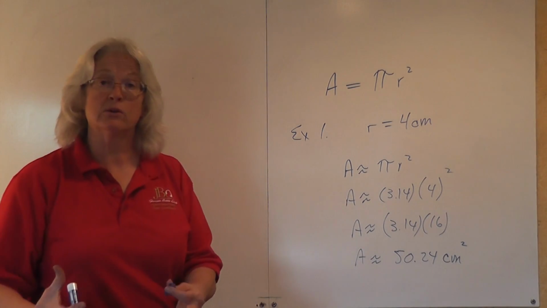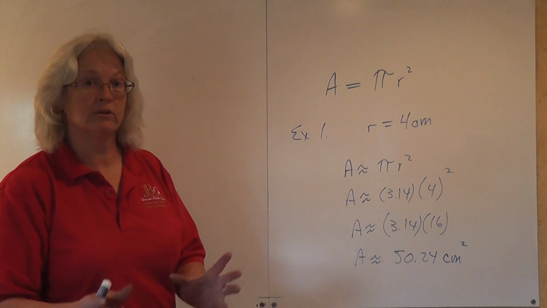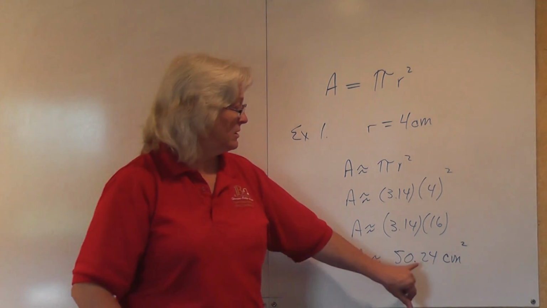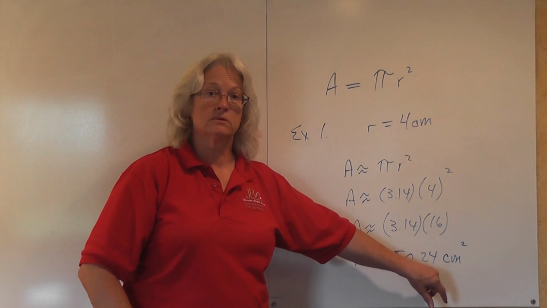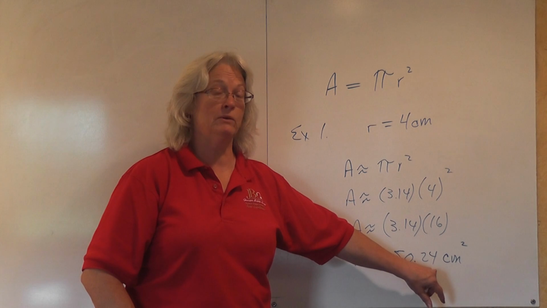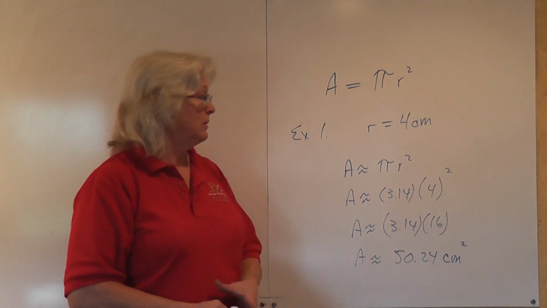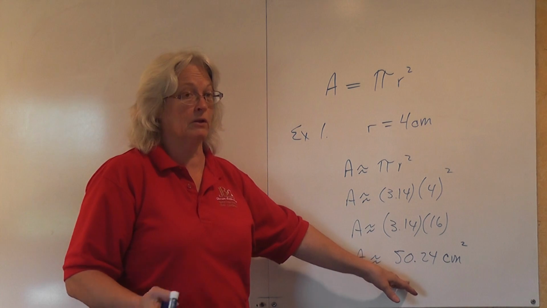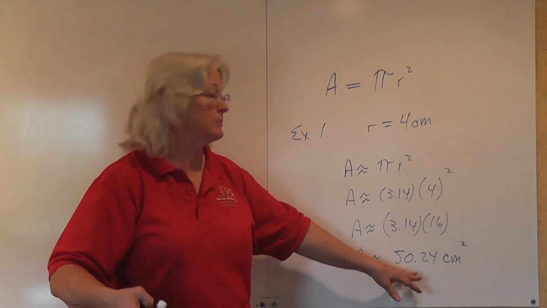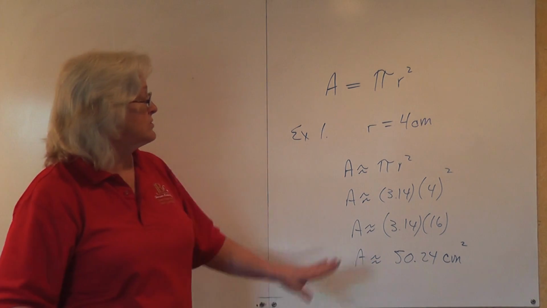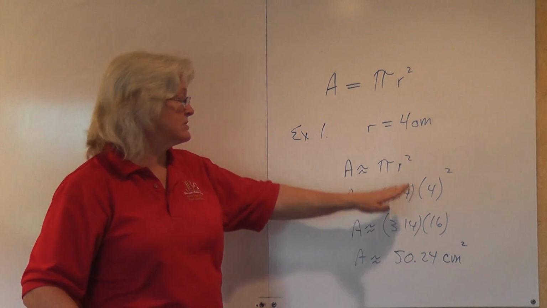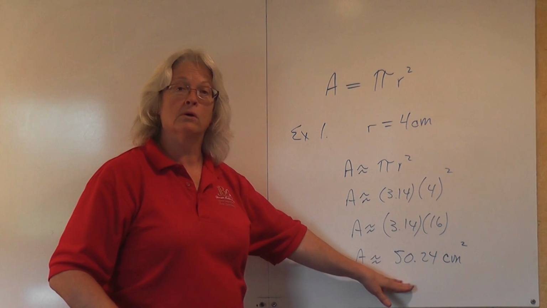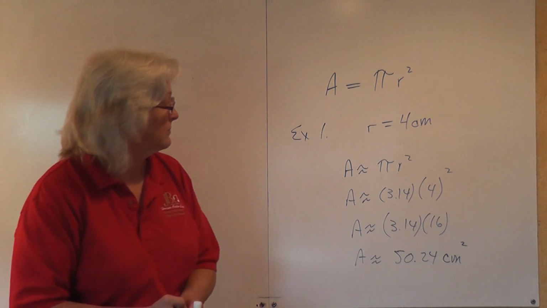Remember, the wavy equal sign means approximately equal to. Our instructions had told us to round to the nearest thousandth. This is in hundredths. Why didn't we round to the thousandth? Well, because this one multiplies out exactly. So when it multiplies out exactly, you don't just tack an extra 0 on. So the area of a circle with a radius of 4 centimeters is 50.24 square centimeters.